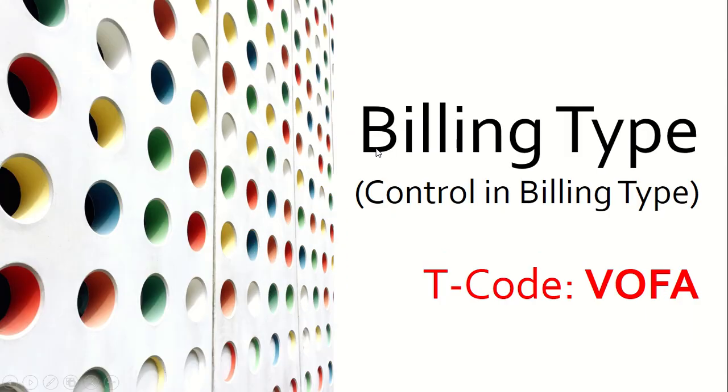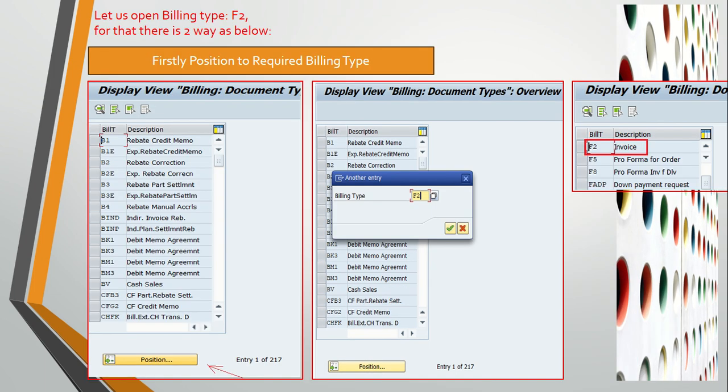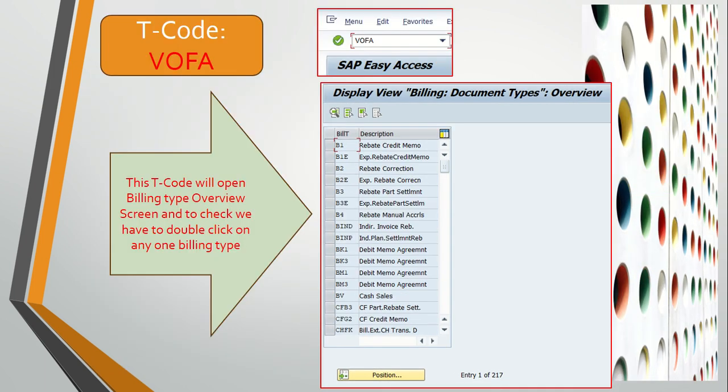So welcome to billing type control part 2, wherein we will study the controls available in the billing document type. Before that, in the first part we had studied how we can open the billing type through the VOFA T-code.